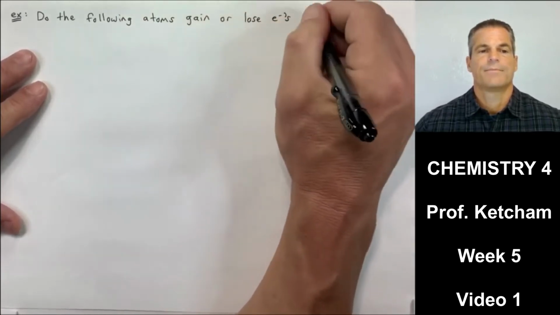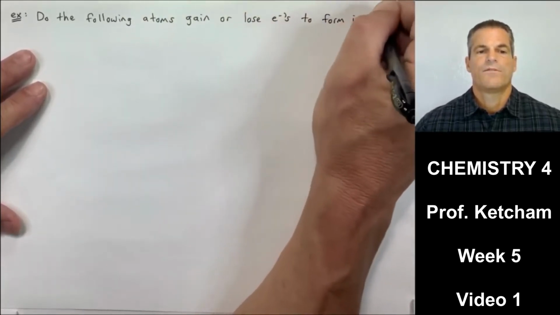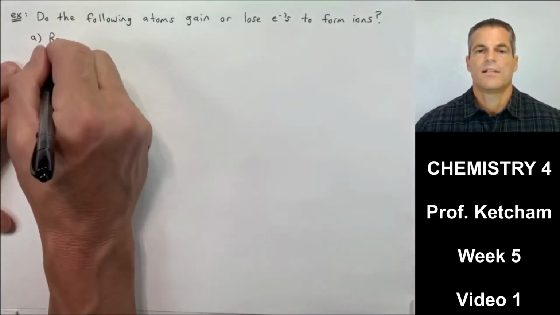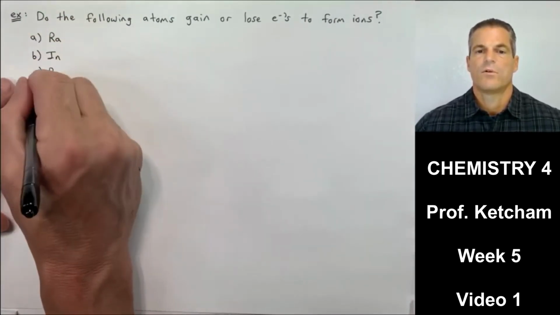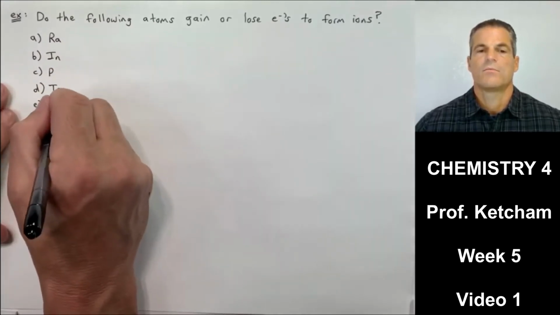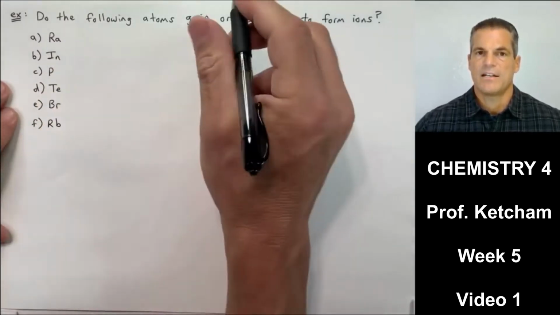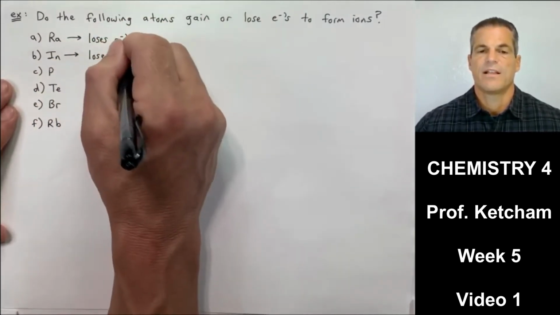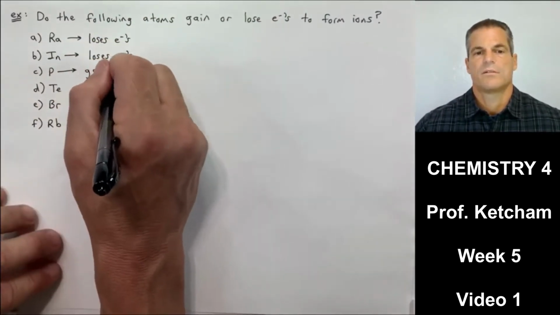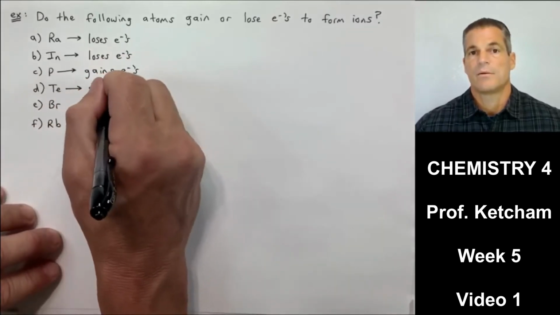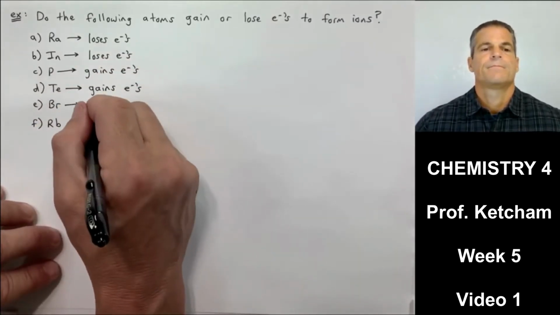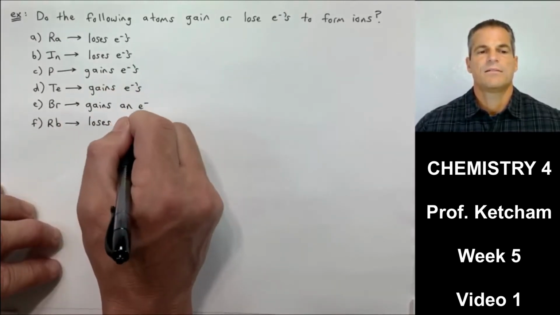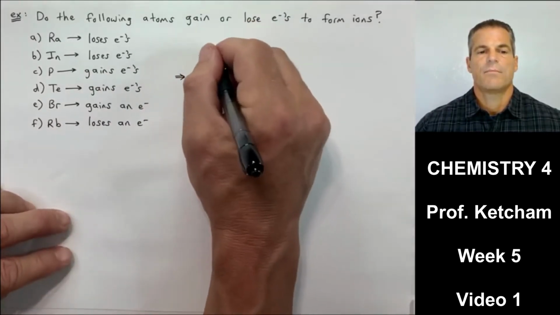Let's do another example. Do the following atoms gain or lose electrons to form ions? Remember, the right-hand side of the periodic table likes to gain electrons. Metals, which are the middle and the left, like to lose electrons. So it's basically, is this a metal or a non-metal? Ra, In, P, Te, Br, and Rb.